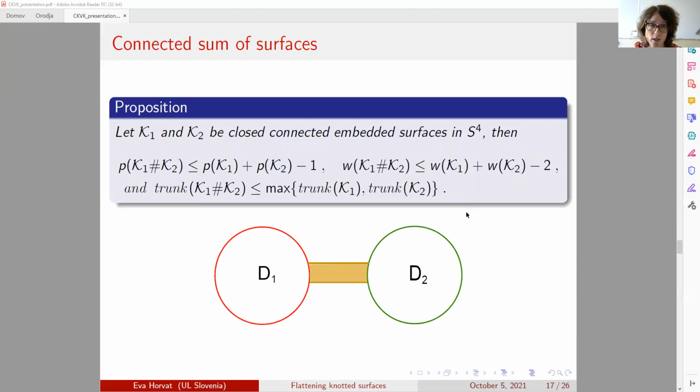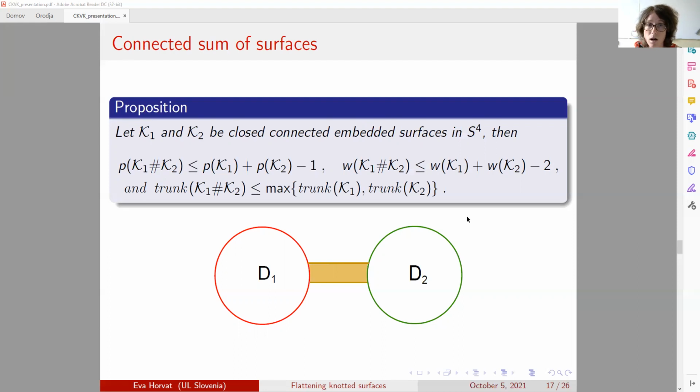Then the obvious question is how the invariants behave under connected sum of surfaces. So if we have two embedded surfaces, K1 and K2, then each of them may be represented by a marked graph diagram that corresponds to a hyperbolic splitting. And we may do a connected sum of these two diagrams by identifying two regions of these diagrams. And these regions are actually the regions with lowest positive multiplicity.